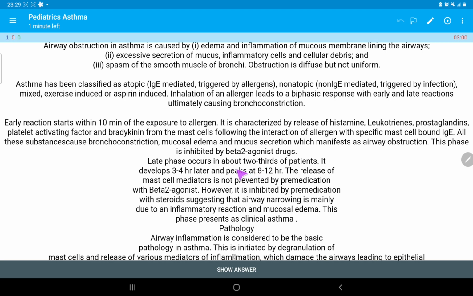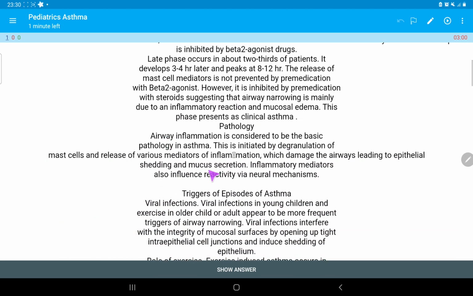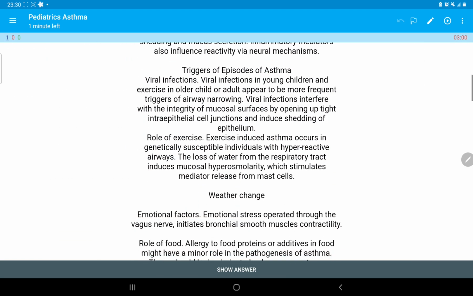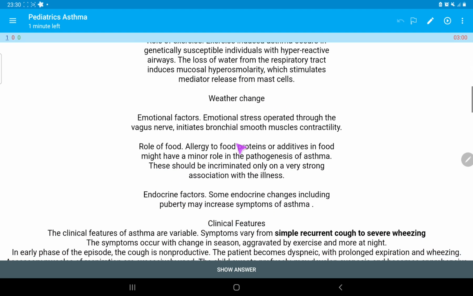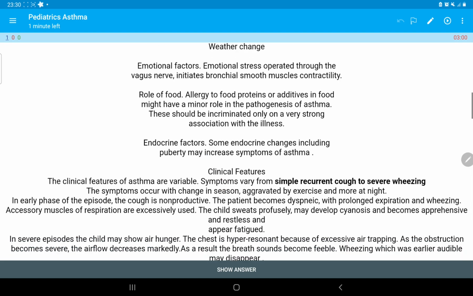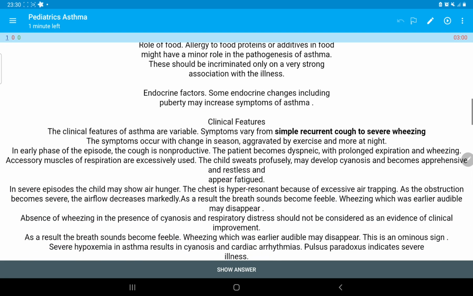In the late phase, what happens? It occurs in about 2/3 of patients. It develops 3 to 4 hours later and peaks at 8 to 12 hours. The release of mast cell mediators is not prevented by pre-medication with beta 2 agonists. We have to give steroids. Pathology is the same as above. The triggering factors of asthma are viral infections, exercise, weather changes, emotional factors, food, and endocrine factors.